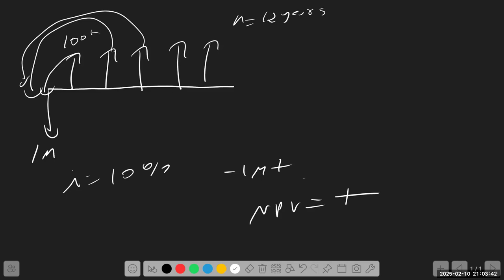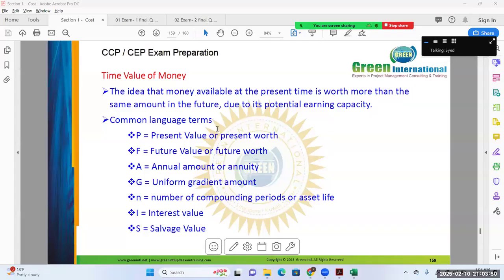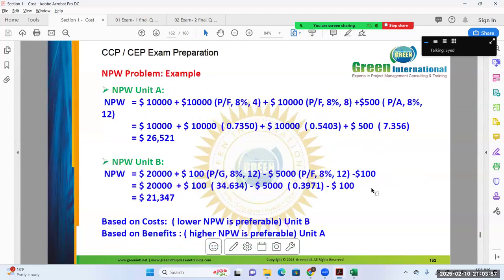To calculate the NPV by bringing this cash flow, there are multiple formulas. They are a little complicated, but you don't need to memorize them. They will be provided during the examination.